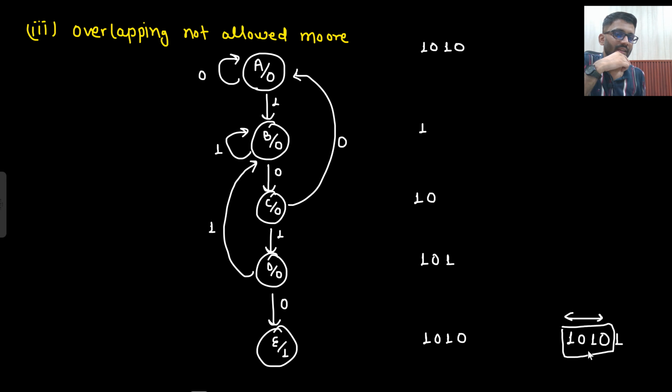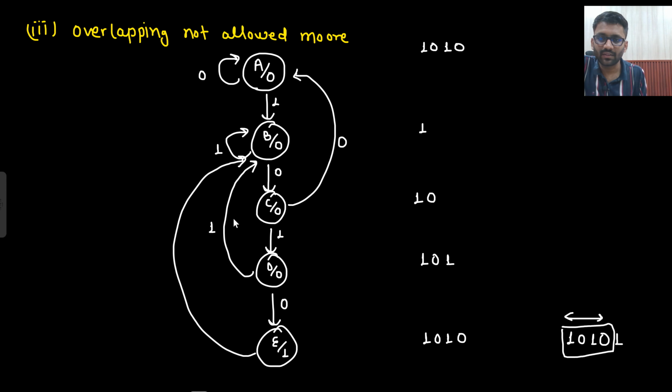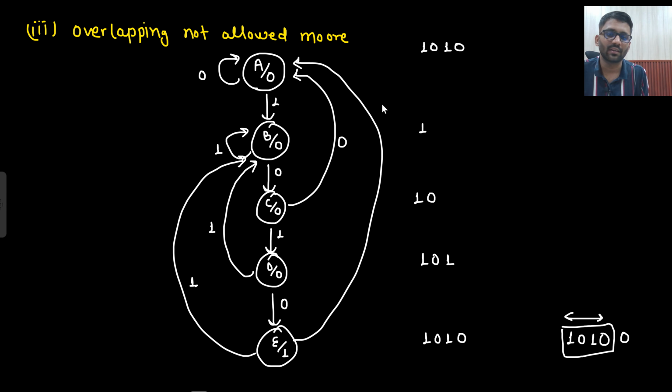What you will say? Why should I start from the beginning? Because 1 I am getting in state B only. So if applied input is 1, then I will go to state B only. And if applied input is 0, then I am not getting any good case here. So then I will go to state A again. Are you getting this point? This is the case of overlapping not allowed only. Are you getting this point or not?